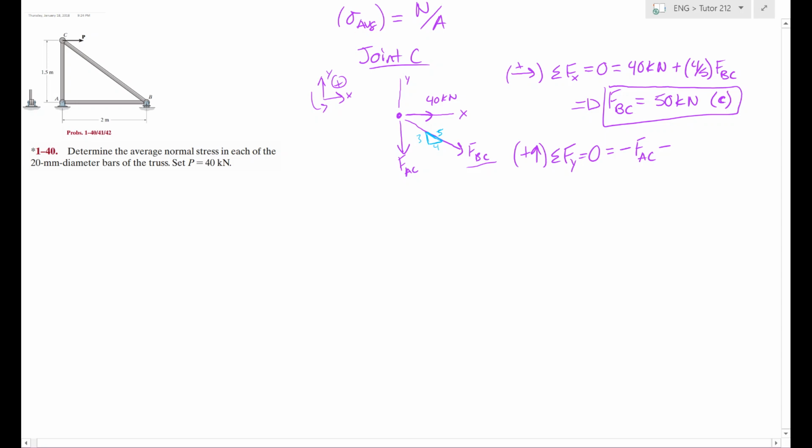Negative AC, and then negative, again, just the horizontal, so the 3/5 FBC. And now, like you see, I wrote this like the FBC is going in this direction, or more so that the vertical direction is pointing down. But we know because the C that we're going to put in a negative value for this, making this a positive. So it'll actually become FAC is equal to the positive.